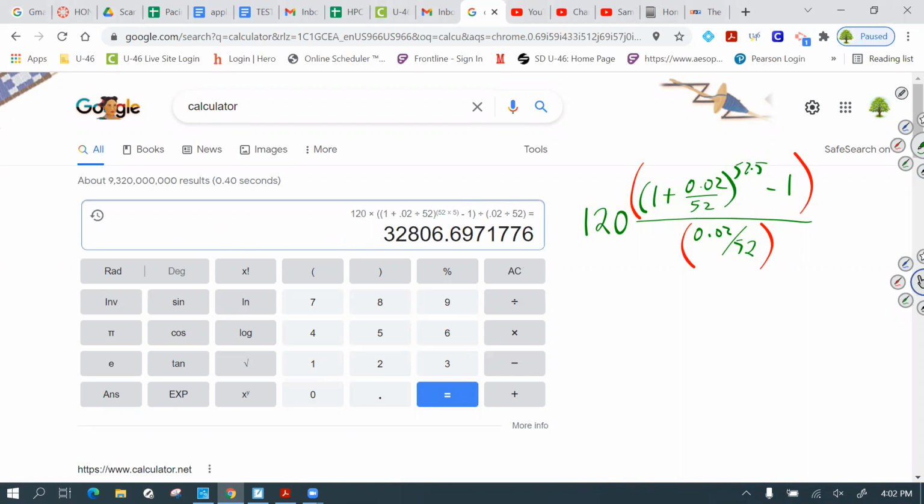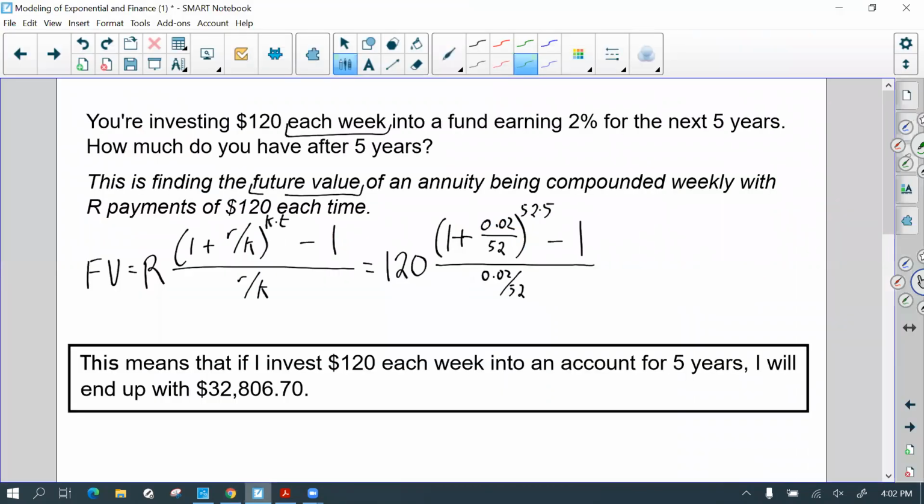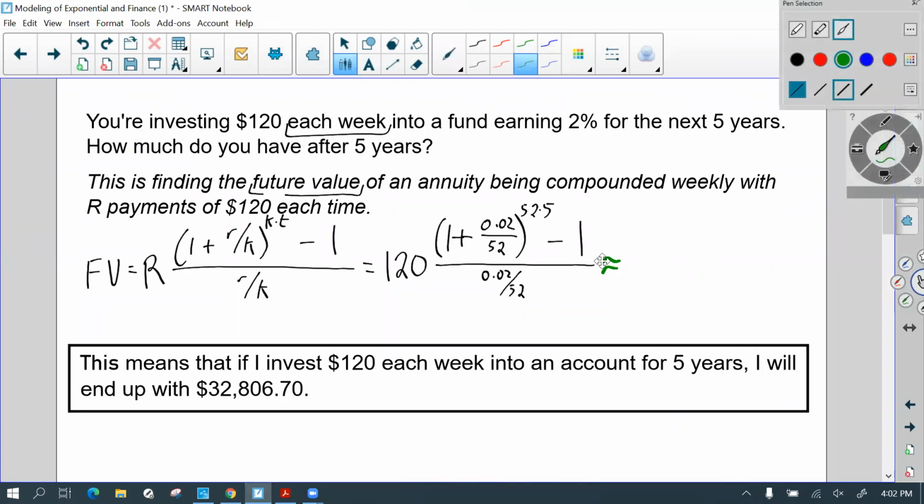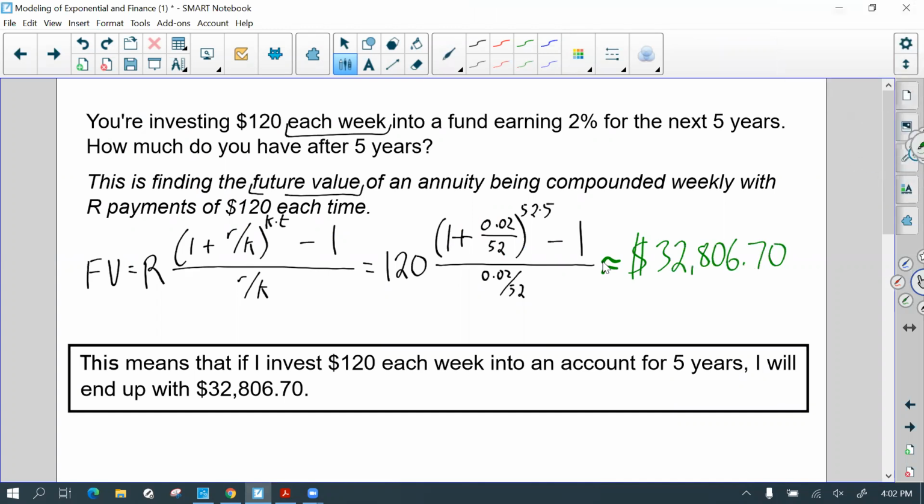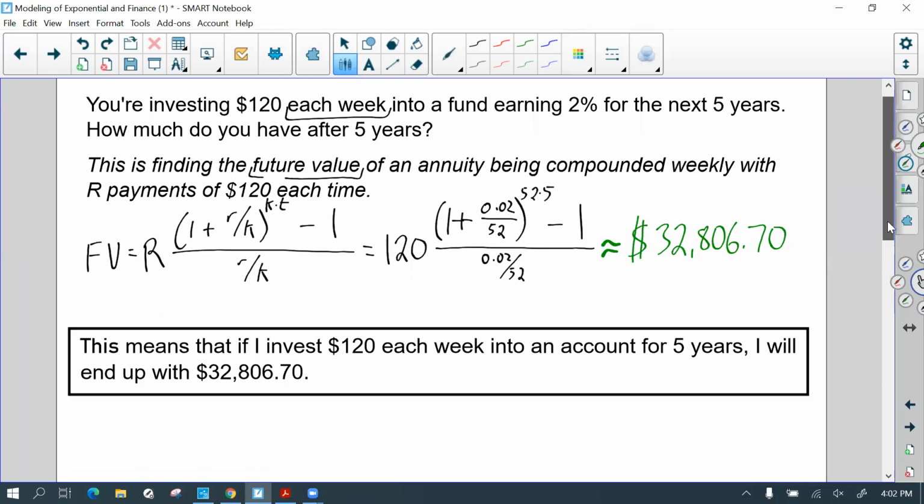That after 5 years of putting all that money in, I will end up with $32,806.70 if I put in $120 each week into this fund, earning 2%.